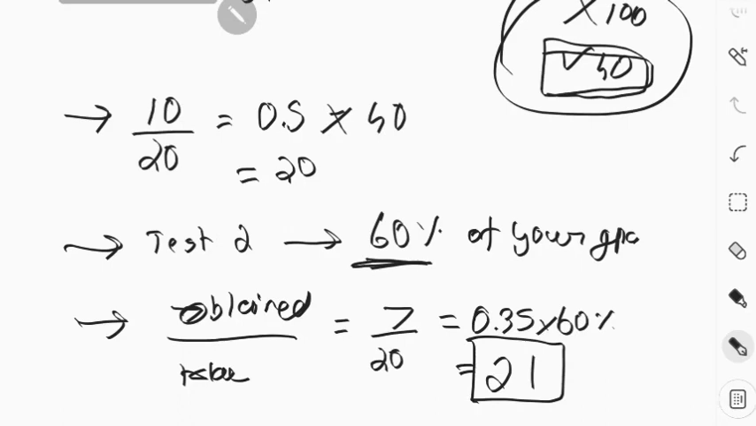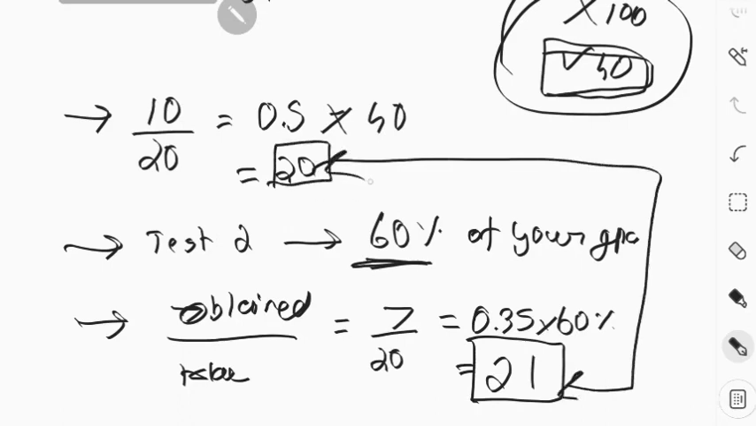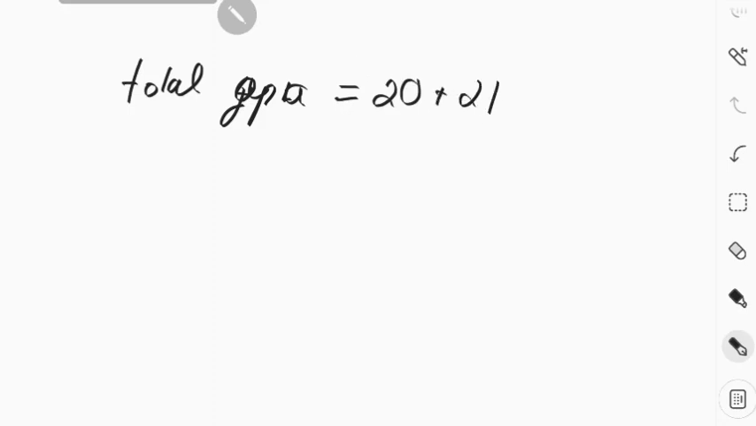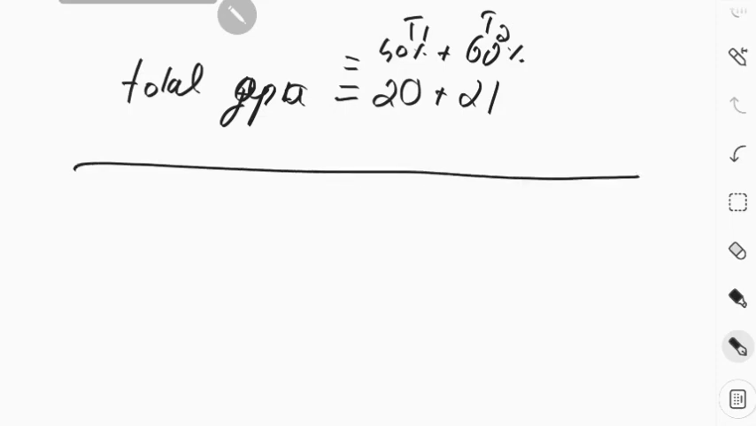So the total GPA is going to be out of 20 plus 21 marks, right? The total GPA is going to be 20 plus 21, which was equivalent to 40% plus 60% of the entire test 1 and test 2, right? So this much I hope you've understood.